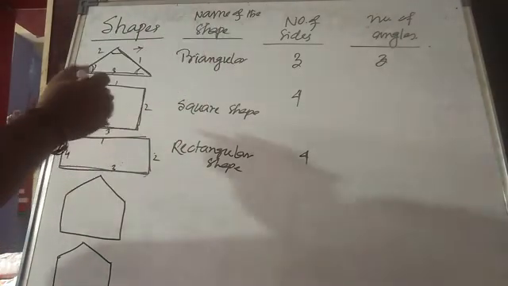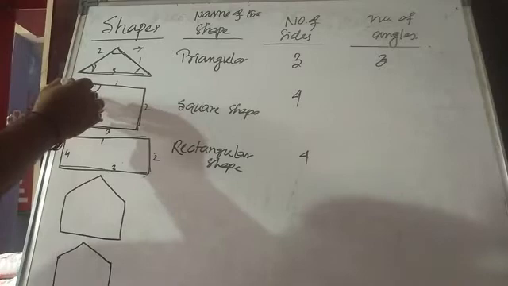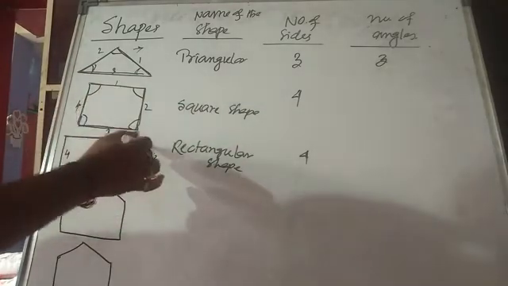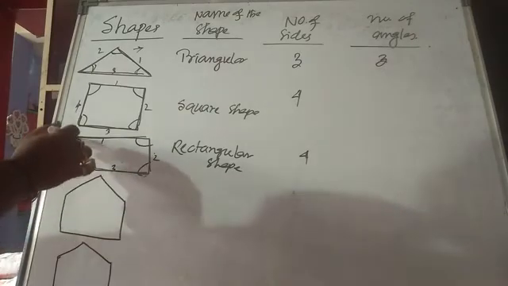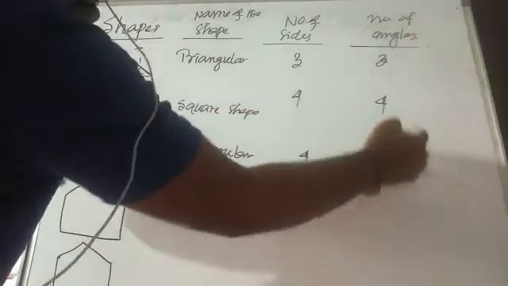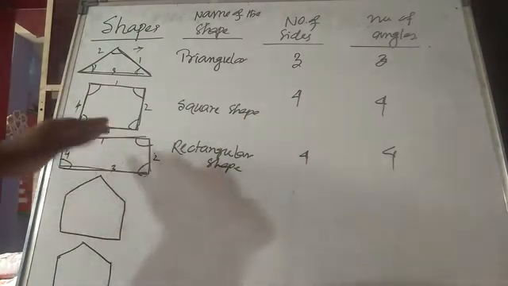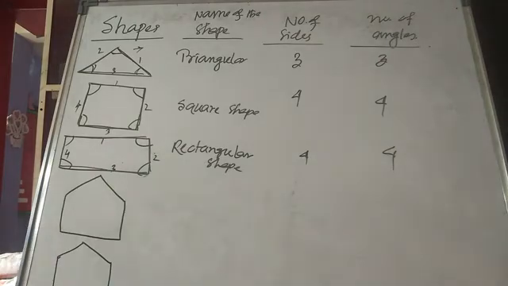Now let us count how many angles it has. You see 1 angle, 2 angle, 3 angle, 4 angle. Here also 1, 2, 3, 4. So both the figures have the same 4 angles. The only difference is that here all the sides look the same, and here the opposite sides look of the same length.